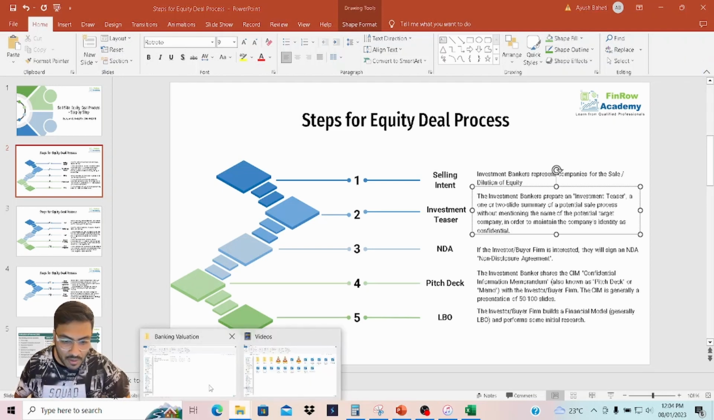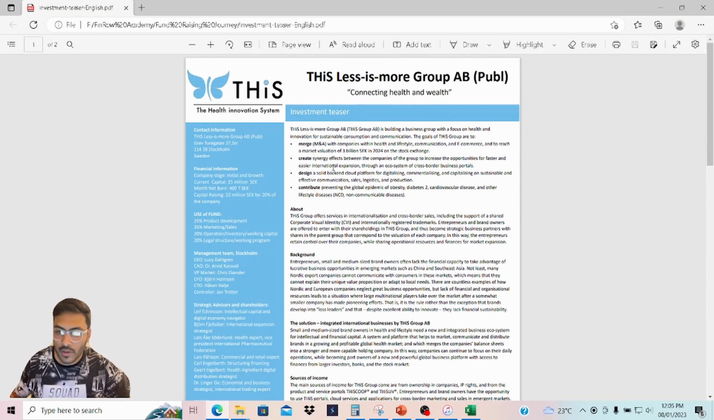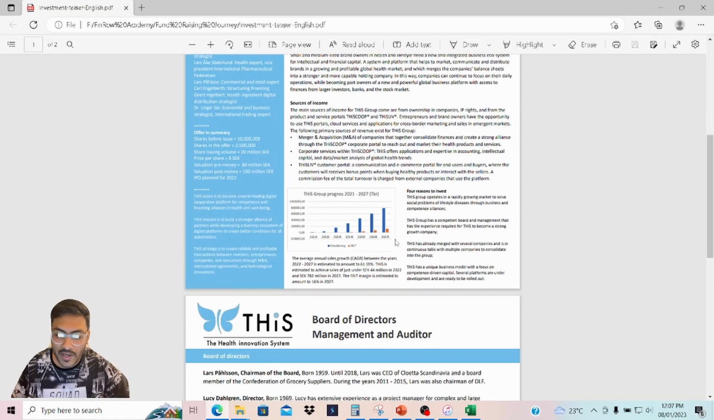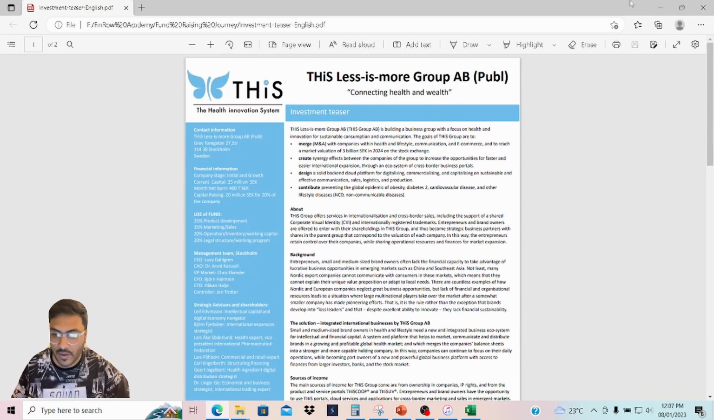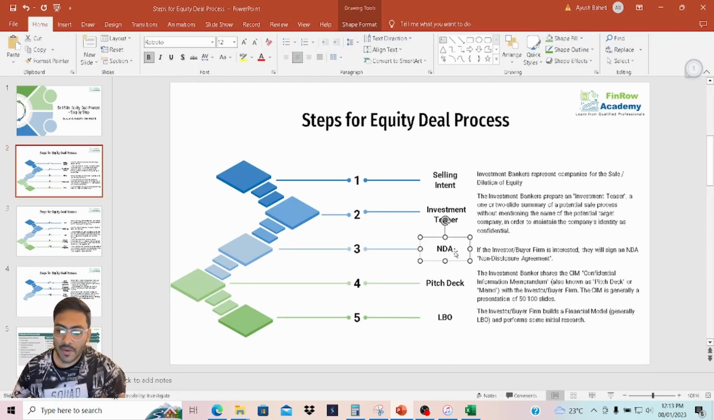I have a sample for you. Okay, so this is how an investment teaser looks like, although you have name here, but mostly it's on a no name basis. So in this document, you have brief background of the company, details on financials, background of management, etc. The third step is signing of NDA, which is non-disclosure agreement.